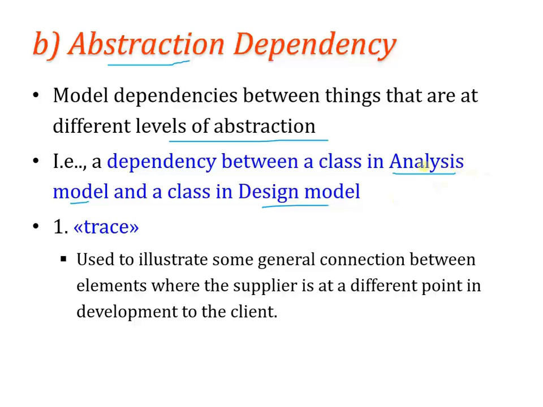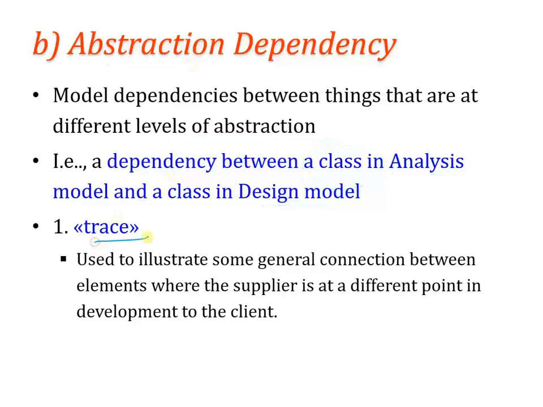So we can say the analysis model and design model are two different levels of abstraction, provided analysis will have only limited data but the design model will have a complete set of data. So between these two models there can be a common class which is upgraded. Such a relationship between the same representation of a class but a detailed version is called an abstraction dependency.